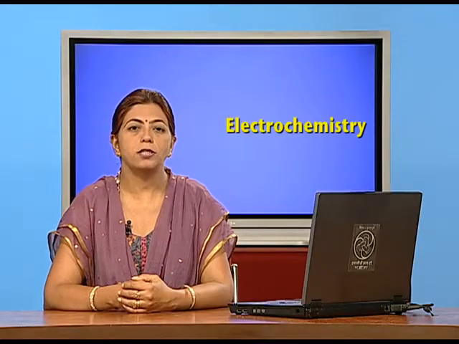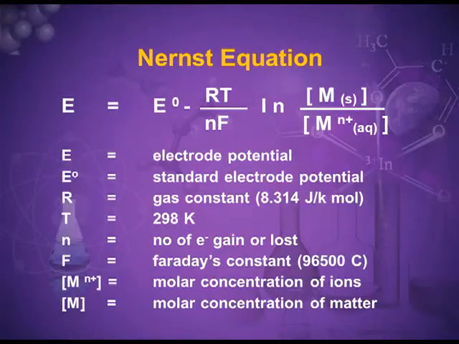But when the concentration is not unity, then how to measure the electrode potential? Then we use the Nernst equation. Let me tell you what that is. The Nernst equation is E equals E naught minus RT upon nF, natural logarithm, the concentration of the reduced state upon the concentration of the oxidized state.